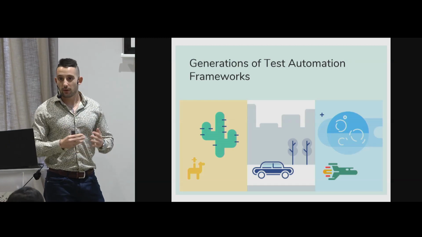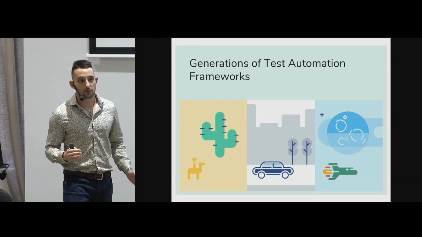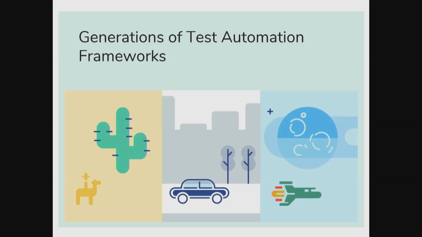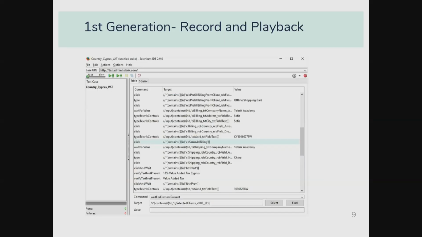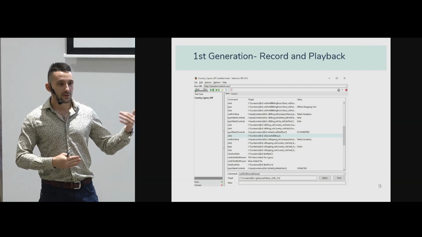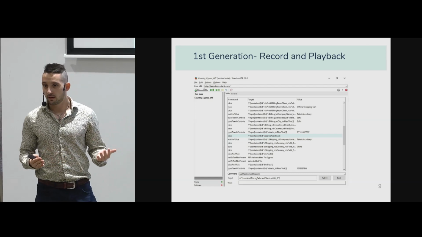So now that we have the definitions, I will go through the different generations of frameworks before we define the fifth generation. The first one is called record and playback. Some people also call it a linear scripting framework. However, I cannot even call it a framework because, you know, there isn't code. The most famous example is Selenium IDE.